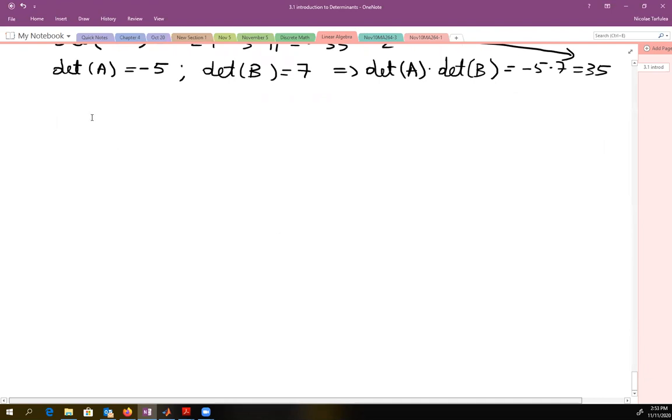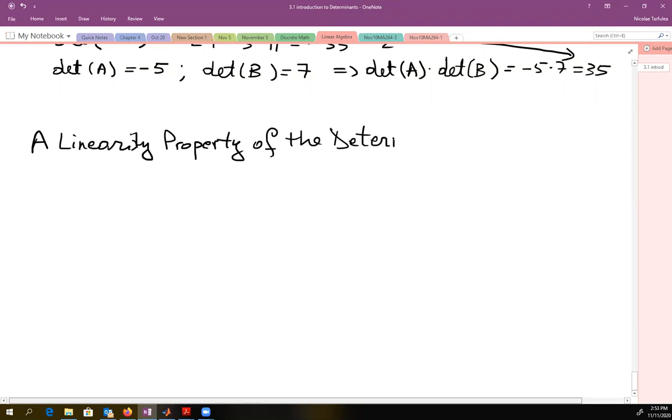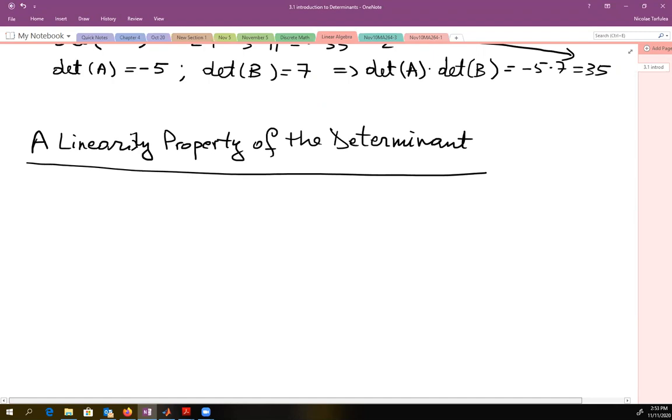Now, another one is related to the linearity property, which is also important. So let's talk about a linearity property of the determinant. Well, I'm going to follow what they said in the textbook. And the idea is this, in fact. I'm going to just write the linearity property. Maybe I'm not going to follow that because it's kind of cumbersome.